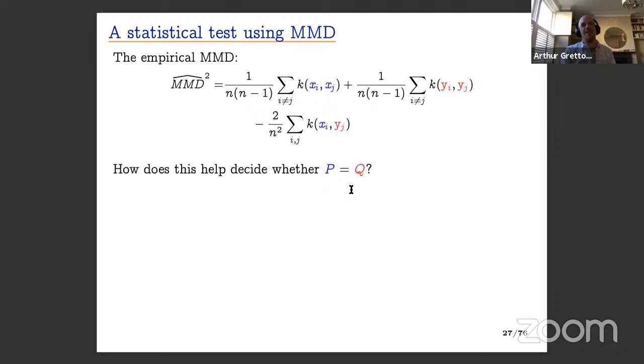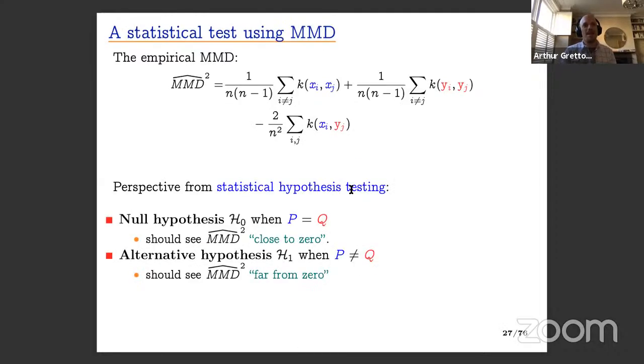Roughly speaking, if this quantity is "big," then I might think that P and Q are different. If this quantity is "small," I might conclude that P and Q are similar. But big and small are qualitative statements, not quantitative statements. So I might want something a little bit more specific than that. In particular, I want a threshold below which it's sort of likely that P and Q are similar.